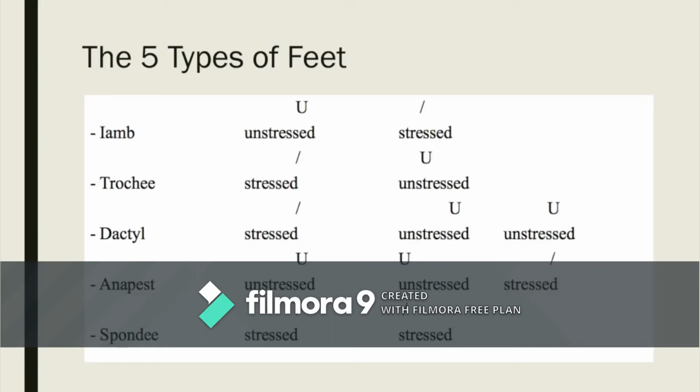Meters are broken into units called feet, or a foot, and a foot is made up of 2 to 3 syllables that follow a particular pattern of stressed and unstressed syllables. There are 5 main types of feet: iamb, trochee, dactyl, anapest, and spondee. An iambic foot is unstressed, stressed. Trochee, stressed, unstressed. Dactyl, stressed, unstressed, unstressed. Anapest, unstressed, unstressed, stressed. Spondee, stressed, stressed.